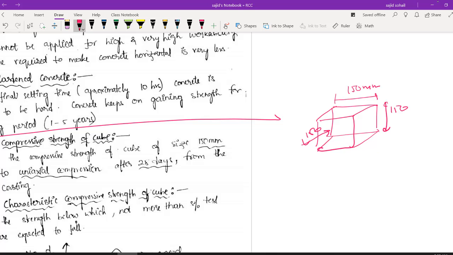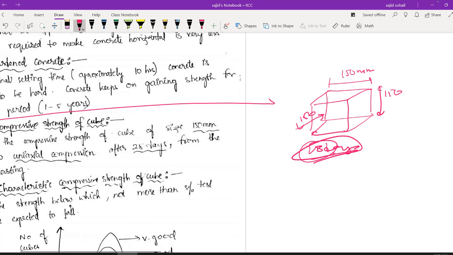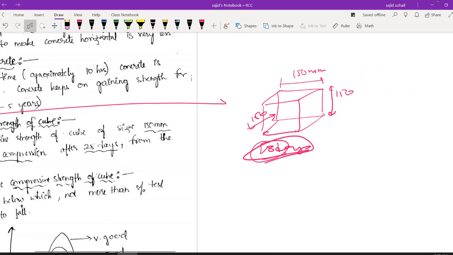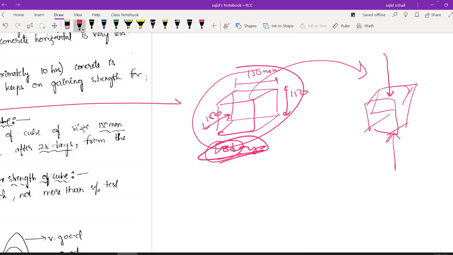So you will be casting it, and remember, after 28 days we will be testing its strength. What I am doing is casting it, keeping it aside for 28 days, taking proper care of it. After that I will be keeping it in the UTM, and I will apply load. How will the load be? Obviously it is a laboratory, right? So loading will be uniaxial, in one direction, along one axis only.